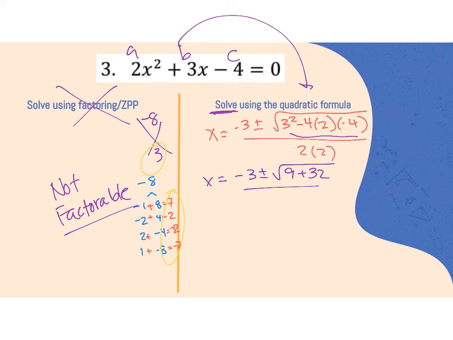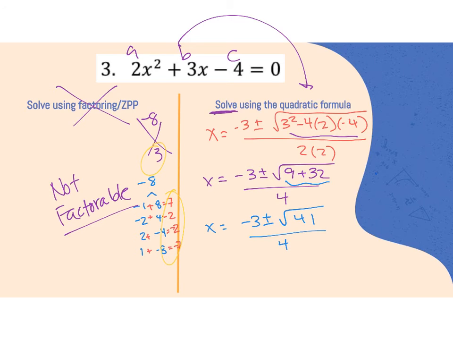So 9 plus 32 over 4. I can go ahead and do that 2 times 2. Then I continue on with this. X equals negative 3 plus or minus the square root of 41 divided by 4.